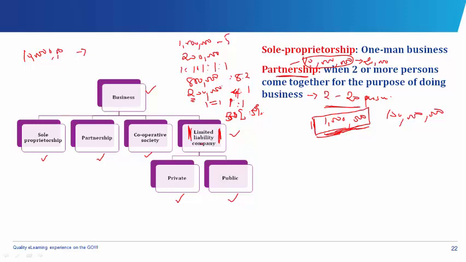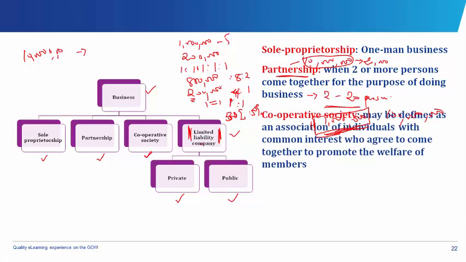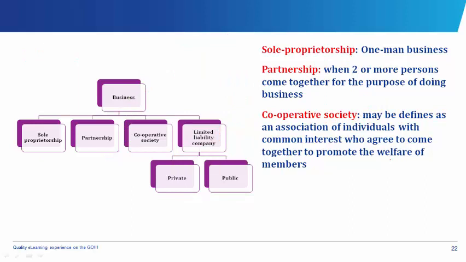Now let's look at the cooperative society. That's the third type, cooperative society. So a cooperative society may be defined as an association of individuals with common interests who agree to come together to promote the welfare of members. Now I will explain what this means. But before I do, let me list the types of cooperative societies or examples.